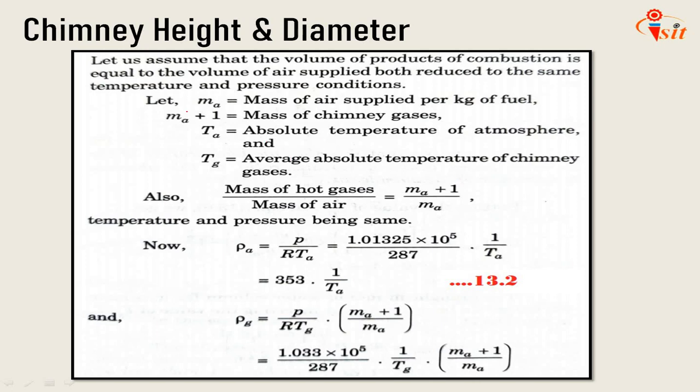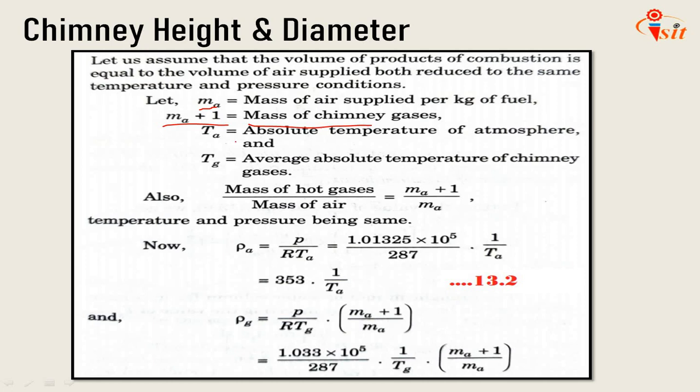Now suppose Ma is the mass of air supplied per kg of fuel. For 1 kg of fuel, Ma is the mass of air supplied. So what will be the chimney gases released to the atmosphere? That will be Ma plus 1, where 1 is the mass of fuel, 1 kg. So mass of air plus mass of fuel will be released through the chimney gases.